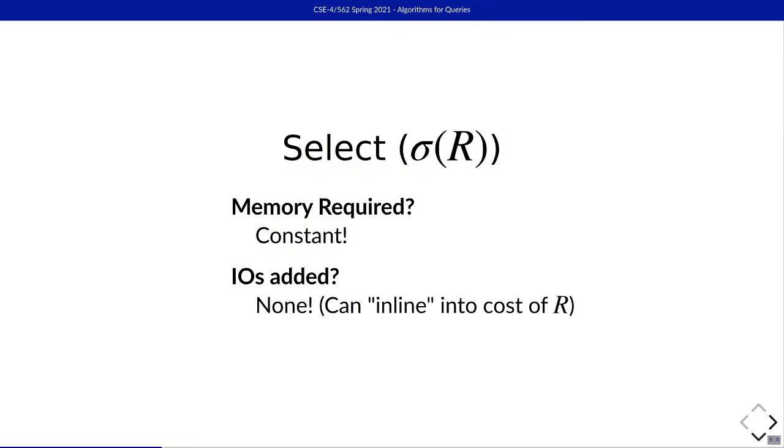Additionally, the amount of I/O that the selection operator itself adds is nothing. It's reading tuples from its input, and that input might add some cost, but the selection itself adds no I/Os to the total cost of the plan. It does not write anything out to disk, and it does not read anything in from disk apart from what its input has already read.